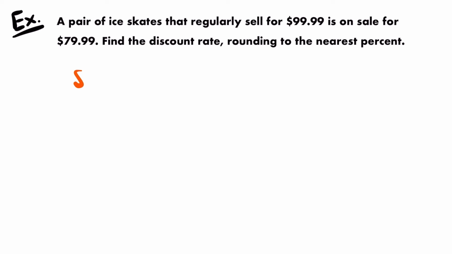Remember that the sale price is equal to the regular price minus the discount rate multiplied by the regular price. And so let's work on identifying the values of this equation that we know. Let's figure out what we've been given here. The first thing we know is that the pair of ice skates regularly sell for $99.99. And so you can't just round that up to 100. You do want to use that value of 99.99. That will be the regular price in this scenario.